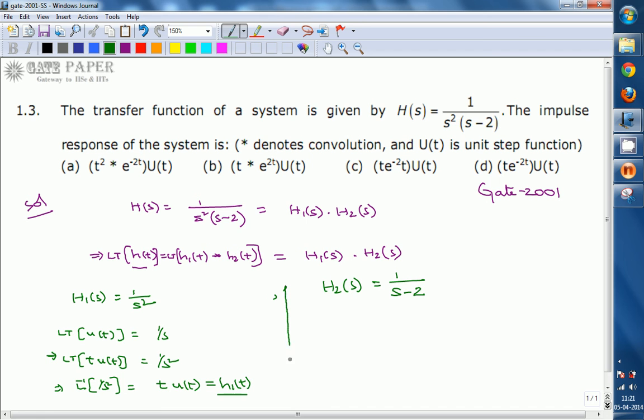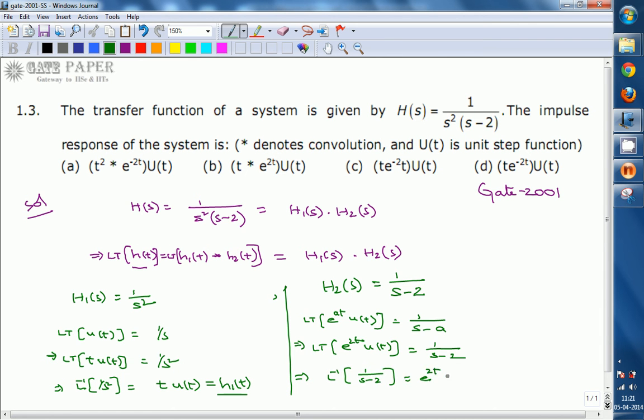So in the same way, we know that the Laplace transform of e power at u of t is 1 by s minus a. Then the Laplace transform of e power 2t into u of t is 1 by s minus 2. Then the inverse Laplace transform of 1 by s minus 2 is e power 2t into u of t. That becomes the h2 of t.